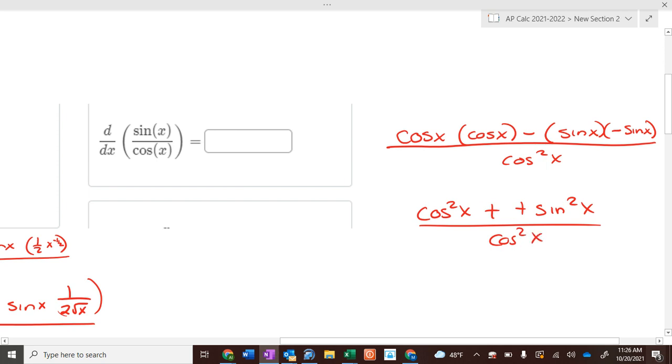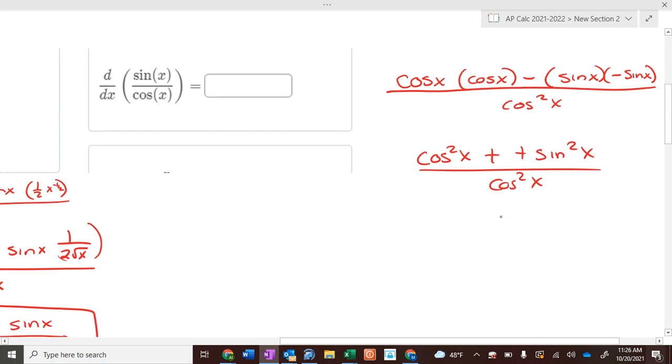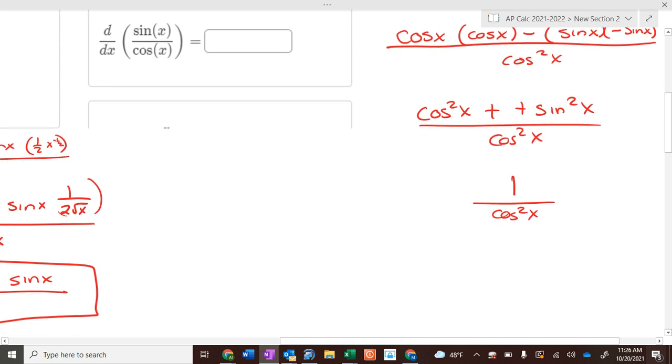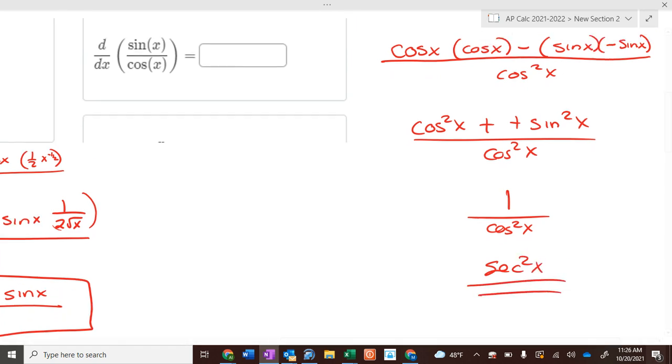Well, what's cosine squared plus sine squared? No! What's cosine squared plus sine squared? 1 over cosine squared of x. Well, what's 1 over cosine squared of x? Oh, there you go, Trey Smith. Way to redeem yourself. Secant squared of x.